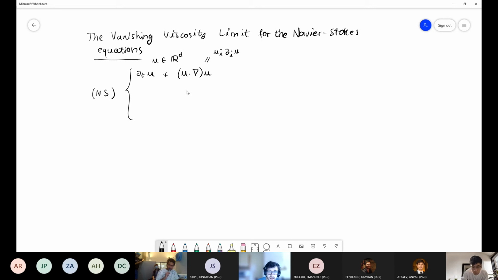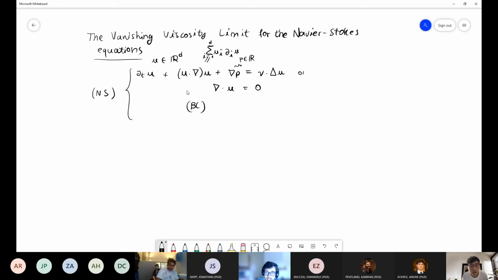and this can be written like this. Okay, so we don't have any doubt about what this means. Plus the gradient of the pressure, which will be a scalar field, and this will be equal to the viscosity times the Laplacian of U. Then we also have the divergence-free condition, which corresponds to the fact that U is an incompressible fluid. And then we have some set of boundary conditions.